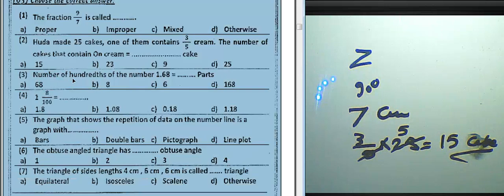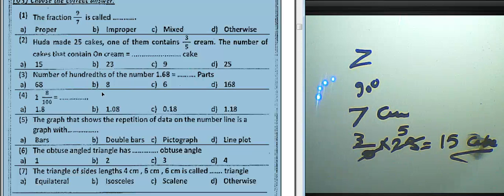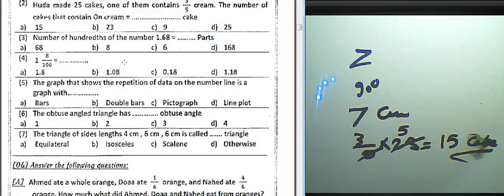Question 3. The number of hundredths of the number 1.68 equals space parts. He asked about the number of hundredths. The number of hundredths here equals 168, because 168 divided by 100 equals 1.68. Asked about the number of hundredths here, it equals 8. Write 8 parts. 1 and 8 over 100, it will be 1.08.